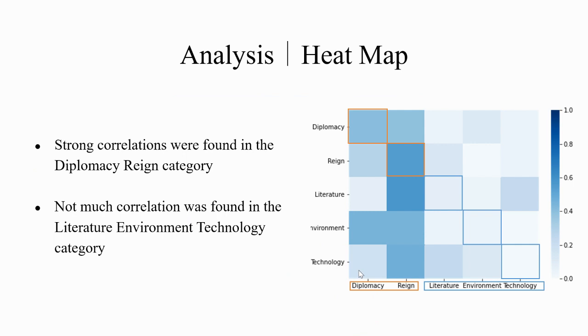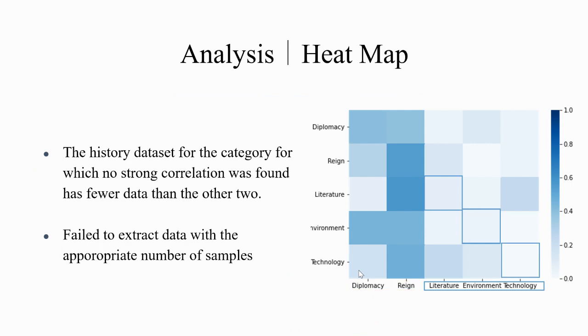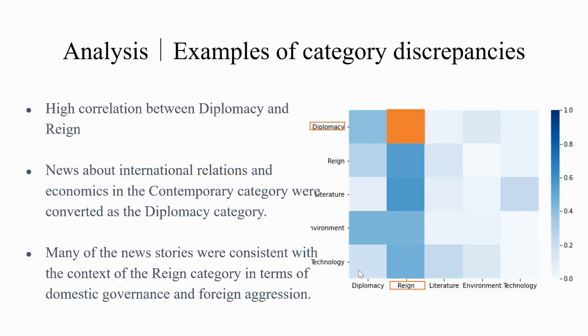Strong correlations were found in the diplomacy and rain category, but not so much correlation was found in the literature and environment technology category. The historical dataset for the categories where no strong correlation was found had fewer data than the other two. Therefore, it was not possible to extract data with an appropriate number of samples.